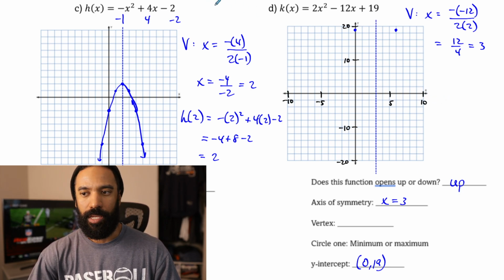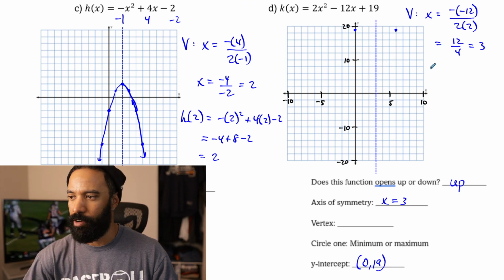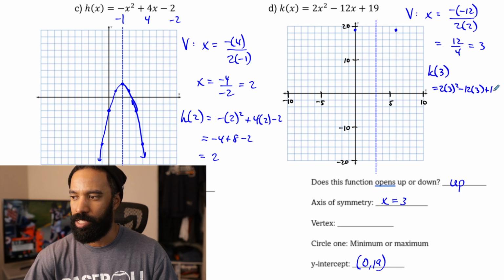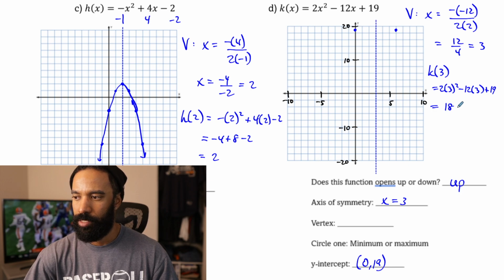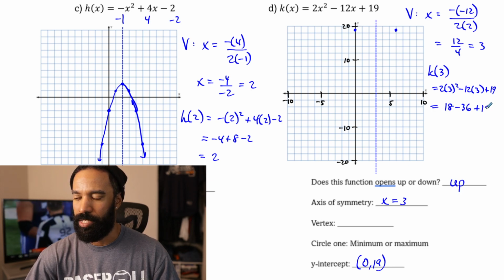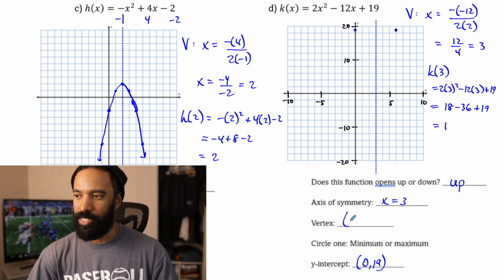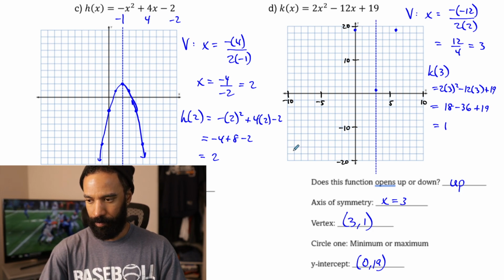Okay, the vertex, so x equals 3. Let's substitute 3 in for x to find the y value. K of 3 is going to be 2 times 3 squared minus 12 times 3 plus 19. 3 squared is 9 times 2 is 18. We're going to do minus 36 here and plus 19. Negative 18 plus 19 is 1. So the vertex is at 3, 1. Now keep in mind, 1 is halfway between 0 and 2, just like that.